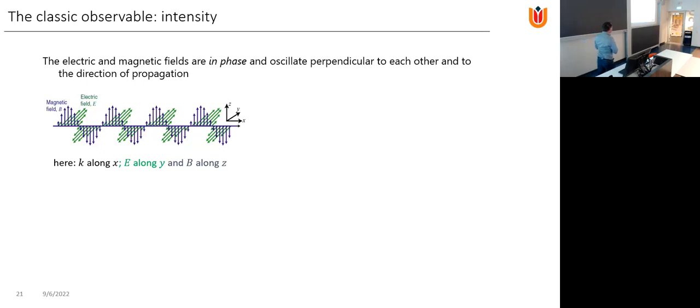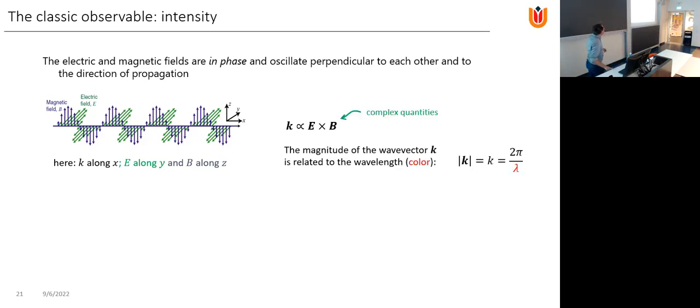Okay, then the solution of Maxwell's equations gives you an electric field and a magnetic field. These fields are both in phase, and they both oscillate perpendicularly to the direction in which the wave is traveling. So here the wave travels along the x-axis. The electric field oscillates along the y-axis, and the magnetic field oscillates along the z-axis. The direction of propagation is denoted by the wave vector k.